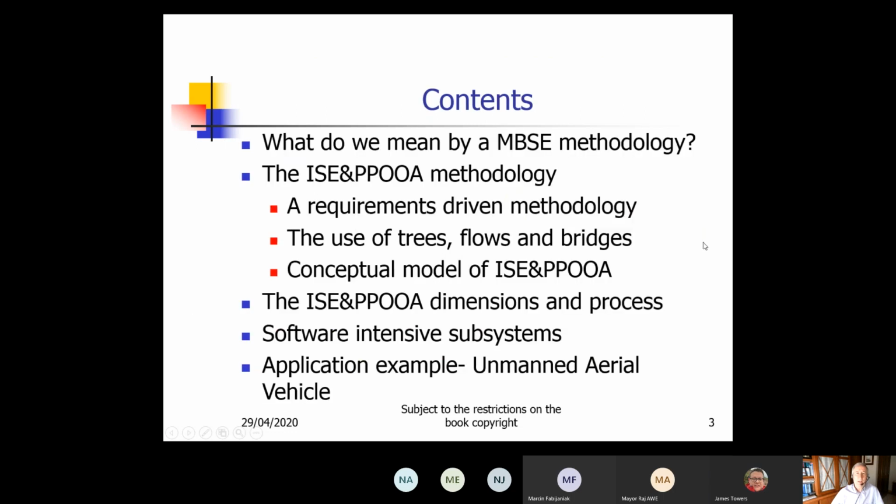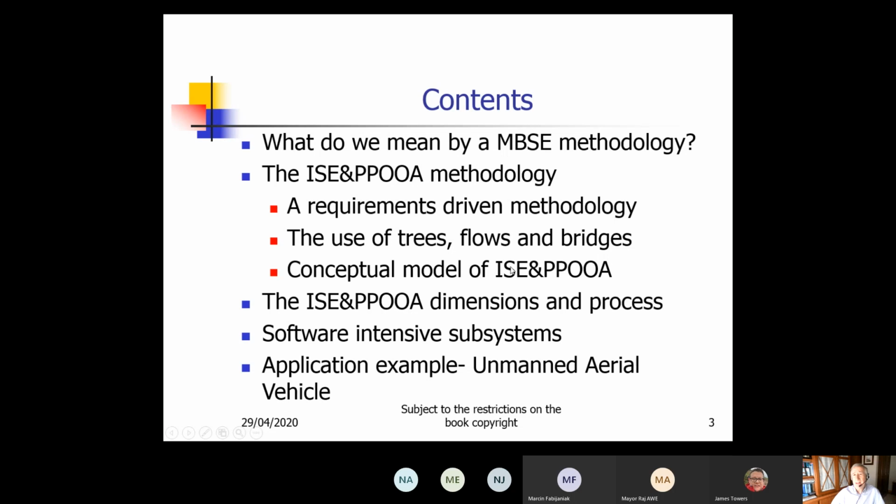This methodology is a requirements-driven methodology. So requirements are very important in all the phases of the architecture because requirements flow down and the architecture development is achieved at the same time, in parallel. So requirements are very important in this method. It's very important for us also to use trees, to represent hierarchies, to use flows to represent functional flows mainly, and to bridge when we have semantic gaps. I will explain it later.